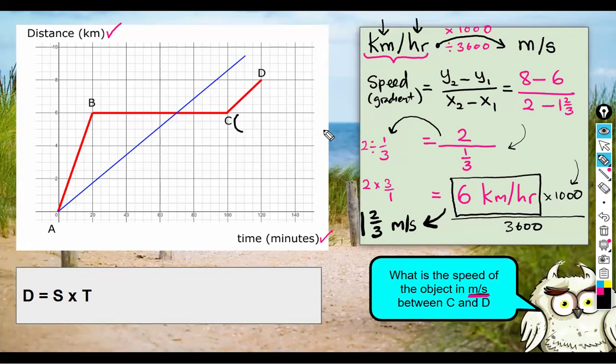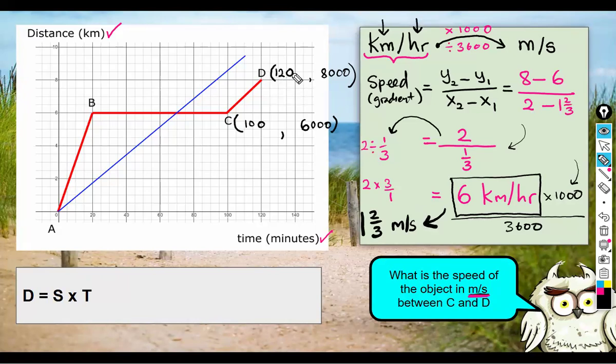So let me write it a little bit bigger here first. The time here is 100 minutes, and the distance here is 6 kilometers. Right now it's in the wrong units. Over here, the time is in minutes, which is 120, and we have 8 kilometers here. The kilometers are pretty easy to convert. We just have to multiply by 1,000. The 6 kilometers multiplied by 1,000 gives you 6,000.